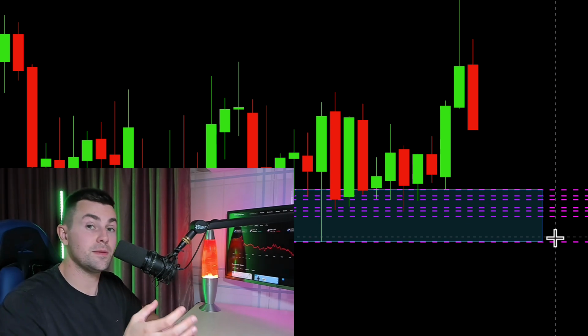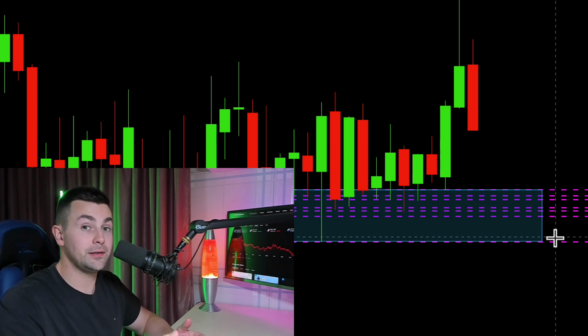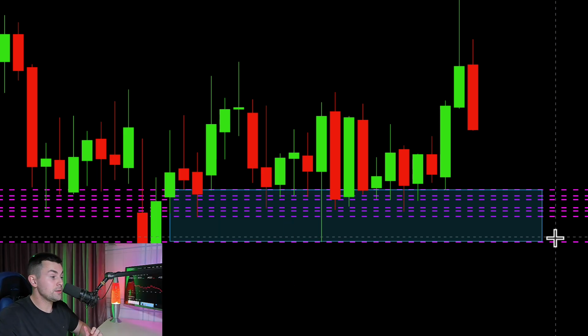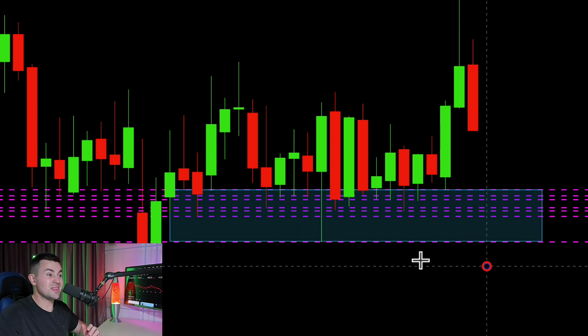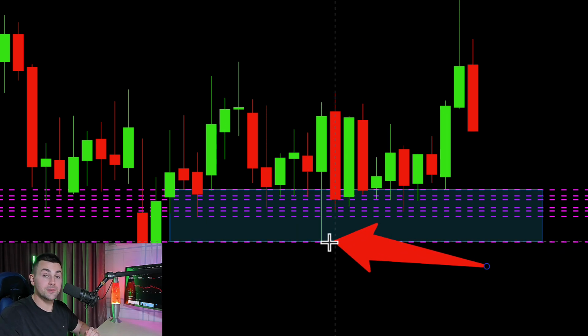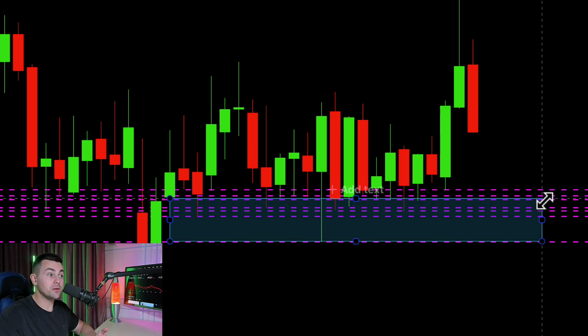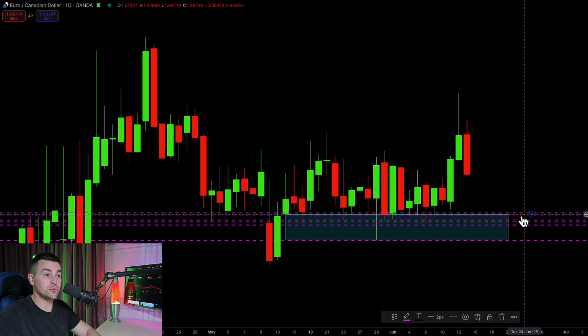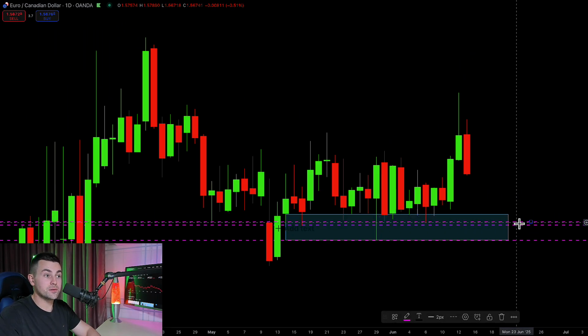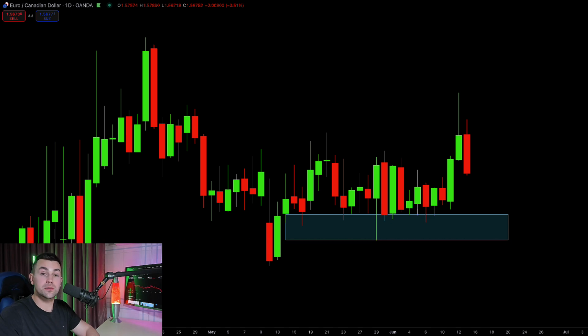When drawing demand zones, the main problem is to correctly identify the boundaries of that zone, to identify its high and its low. When drawing a demand zone, I recommend picking the lowest low as the low of the demand zone, and the high of the demand zone should be the lowest candle close. Here it goes, and our demand zone on EURCAD will be like that. After that, you should clean your charts and remove all these levels from your price chart.